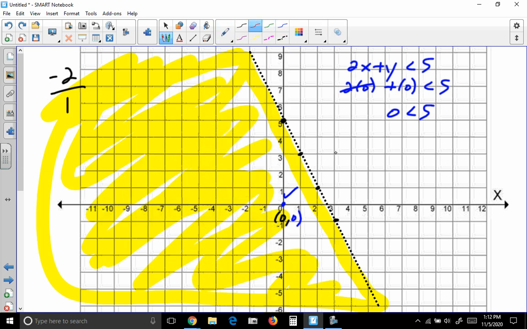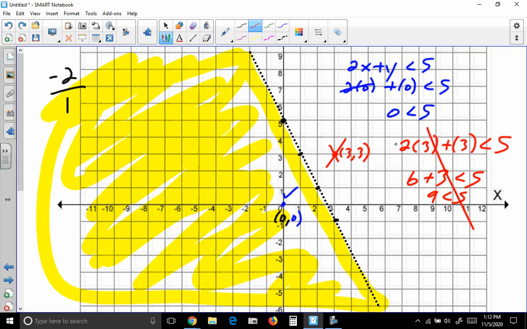Now, if we pick a point over here, let's say 3, 3, to test it, we substitute 3 for x and 3 for y in our original. 2 times 3 is 6 plus 3. 6 plus 3 is 9, which is not less than 5. So that point doesn't work. So that means we do not shade this side of the line.